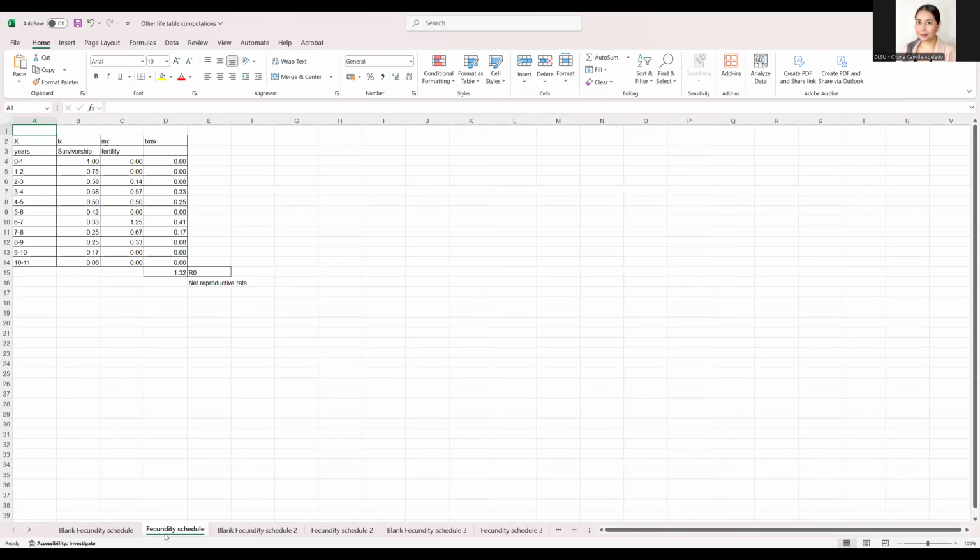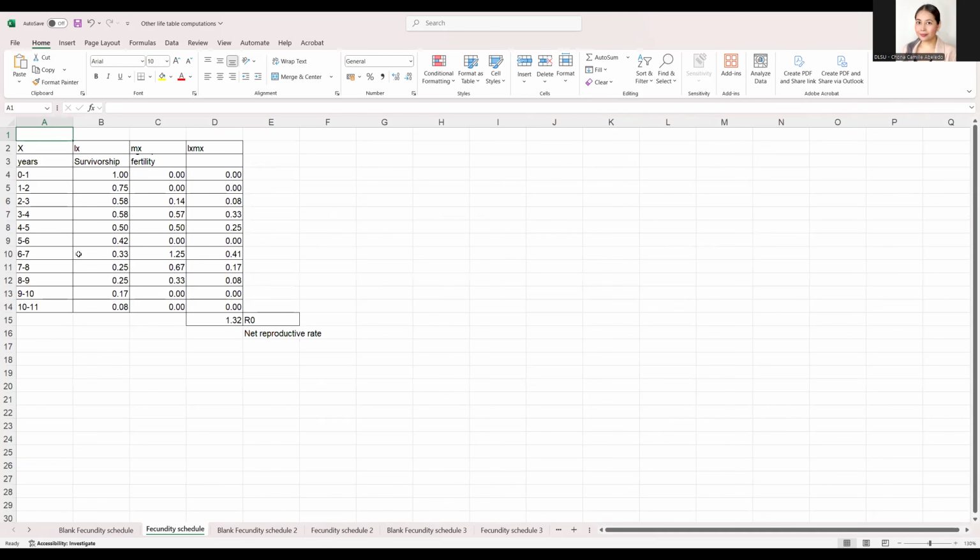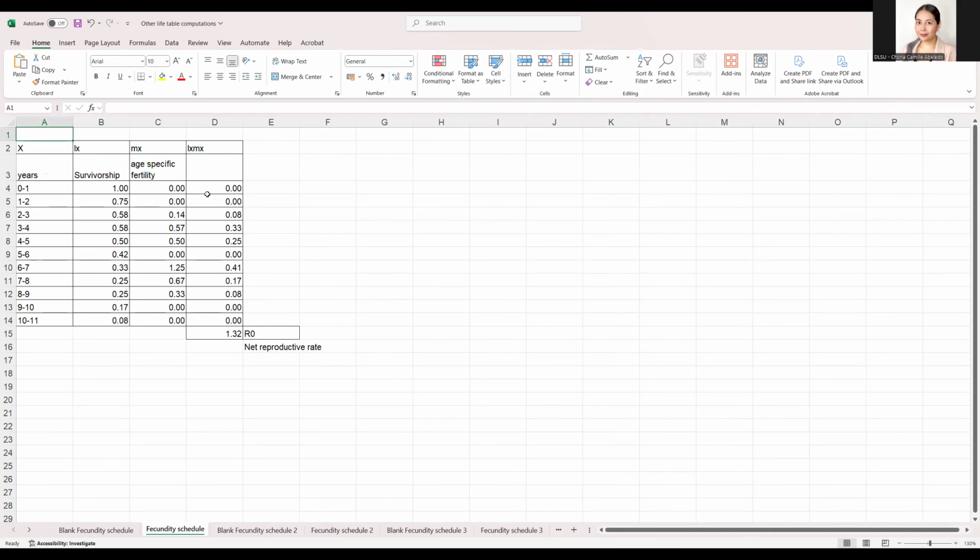If we look at the answer key for this one, all you need to do is to multiply column B with column C. If you look at the formula for column D, it's B4 times C4. So 1 times 0 is 0. 0.75 times 0 is 0. 0.58 times 0.14 is around 0.08.